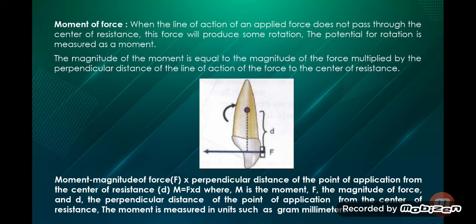As shown in these figures, we can see the center of resistance and the applied force on the crown of the tooth. So in order to measure the moment of the force, we multiply the amount of force applied on the crown of the tooth by the distance from the point of force application to the center of resistance.